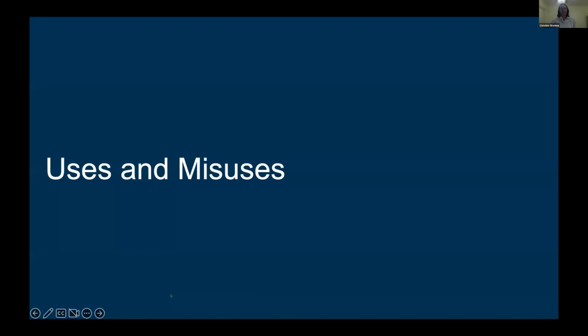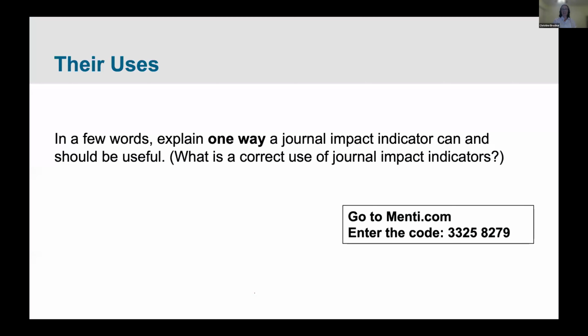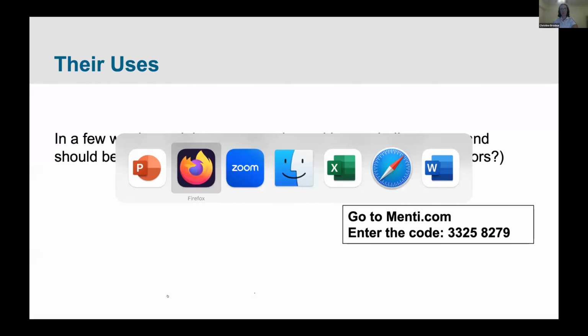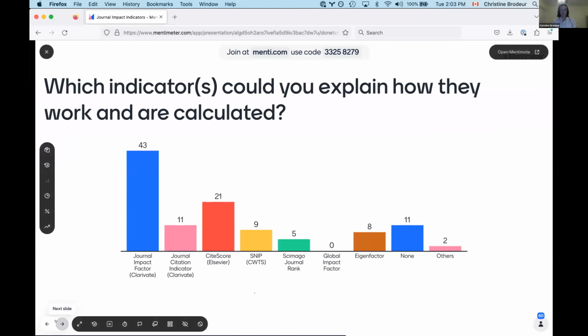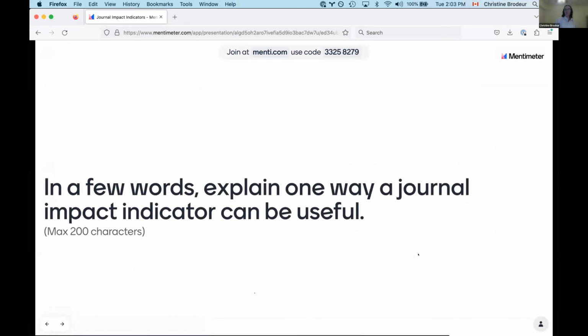Okay. Next, we're getting more into the discussion phase, and it's your turn again. So I thought we would start with the use. Why would you use a journal impact indicator? We're focusing on the impact indicators, and what is a good way that it can be useful, that it should be used? So you have 200 characters. It's really not long. So put a few words, or if you want, turn on your microphone.